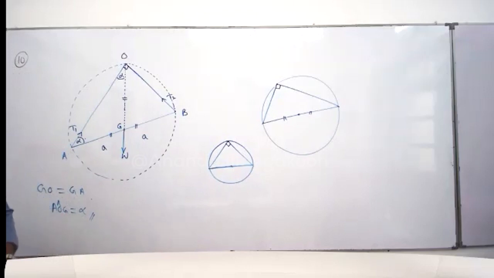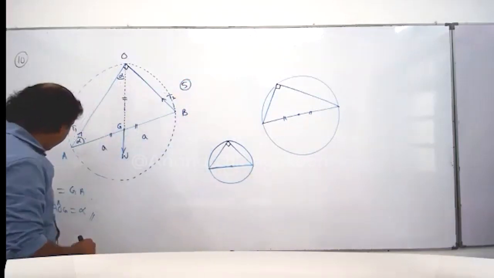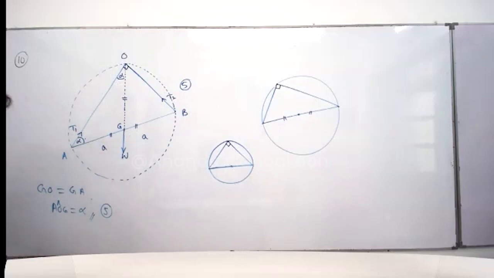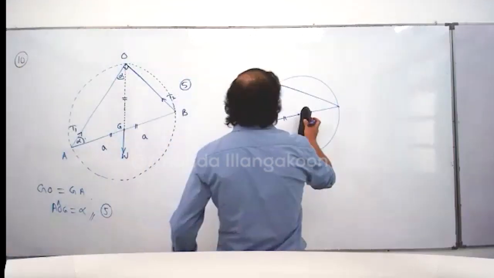Now, for the diagram 5 marks are given. For explaining this way and taking this angle as alpha, AOG, 5 marks. Now we are asked to find this T1 and T2. T1 and T2 you can take like this.